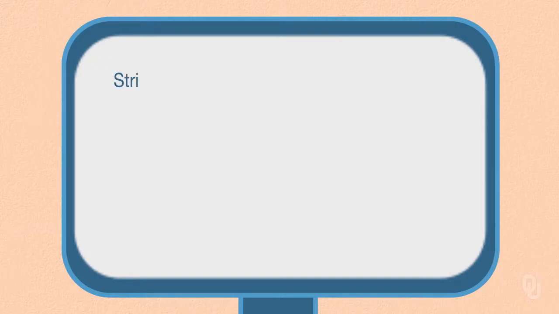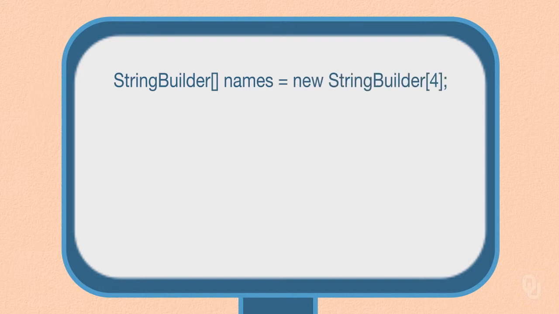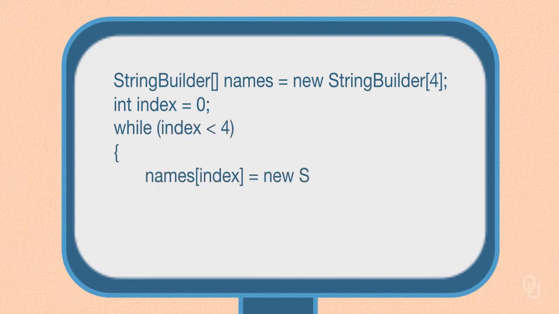We can have an array of objects too. These are stored differently since objects are stored by reference. To store an array of StringBuilder objects, we first construct the array and then construct the StringBuilder objects in a loop. StringBuilder[] names equals new StringBuilder[4]; int index equals 0; while index less than 4, names[index] equals new StringBuilder(), ++index.